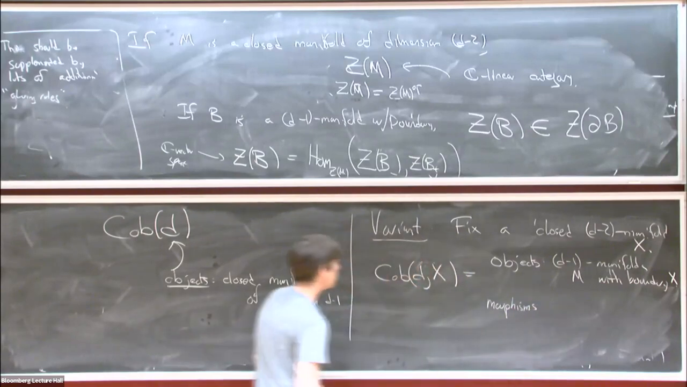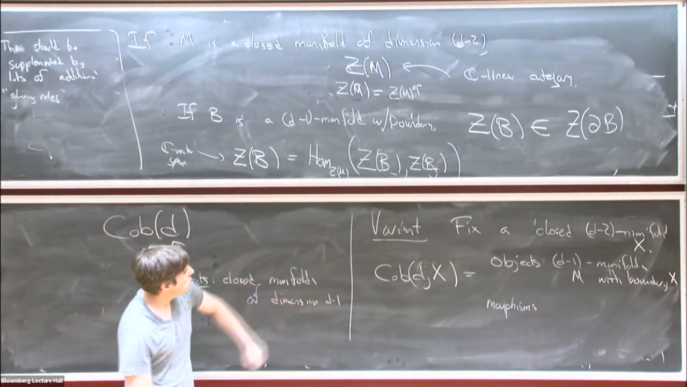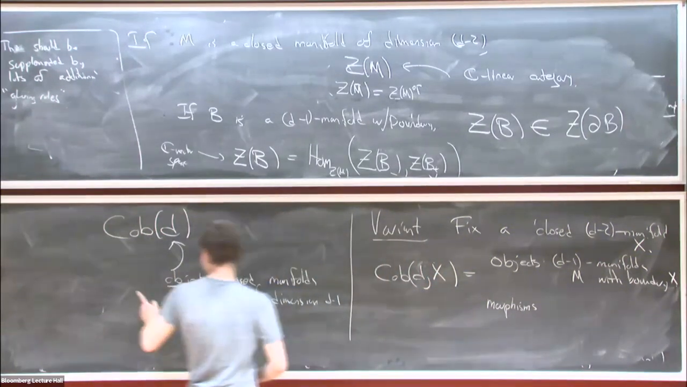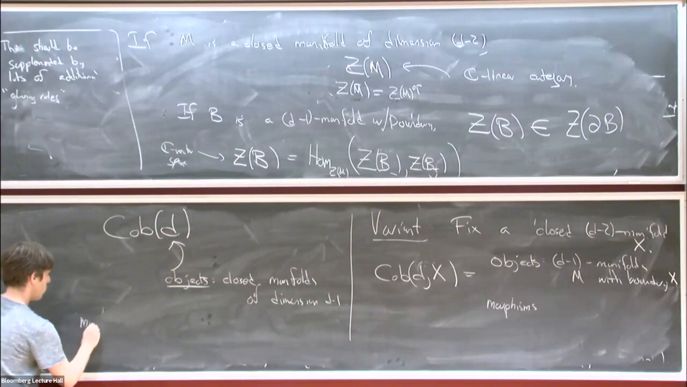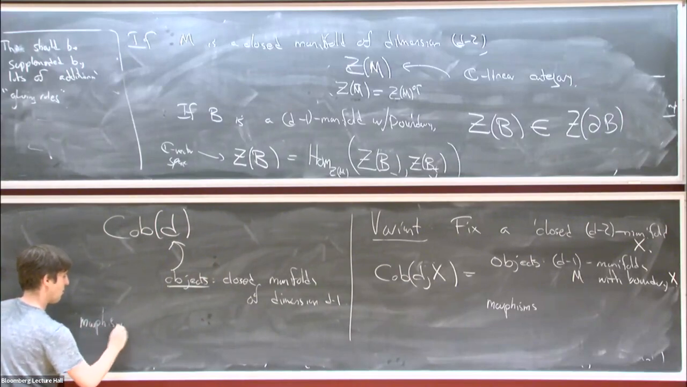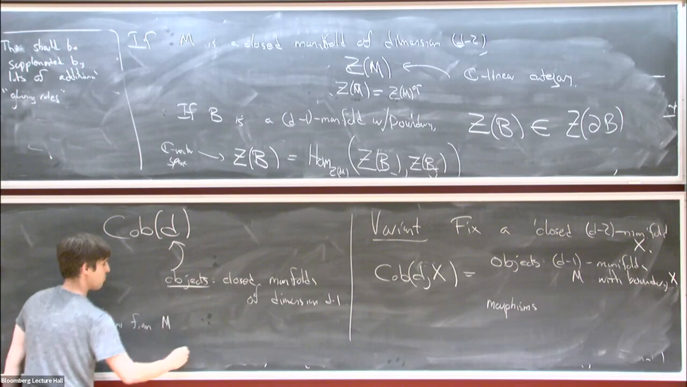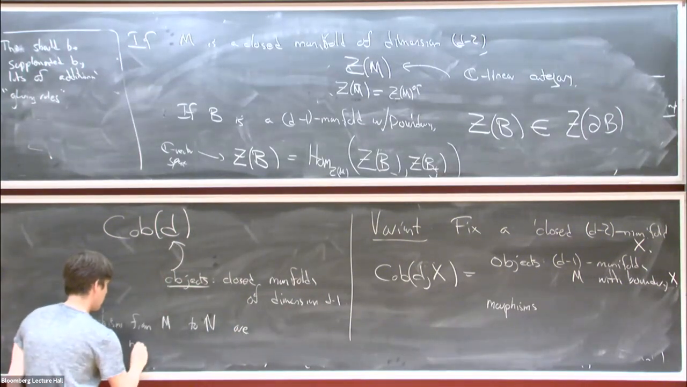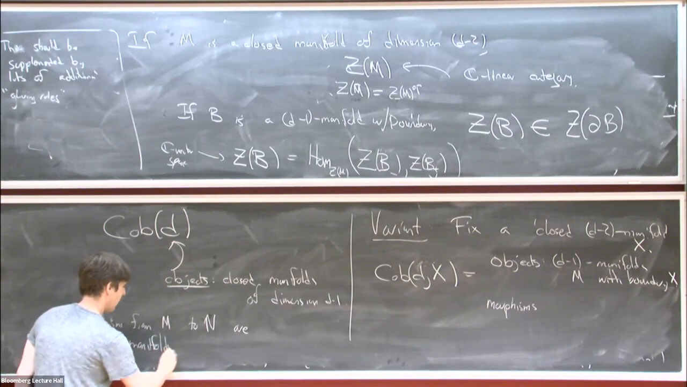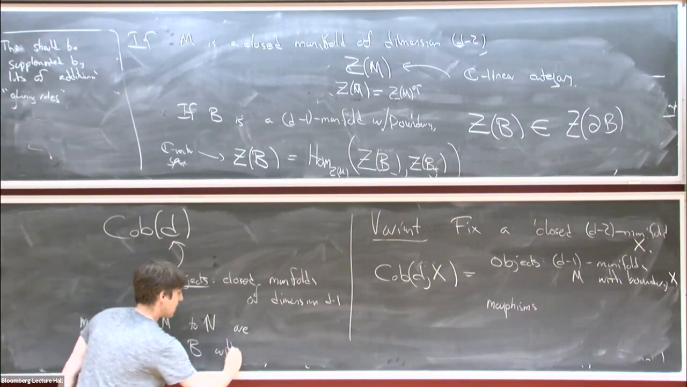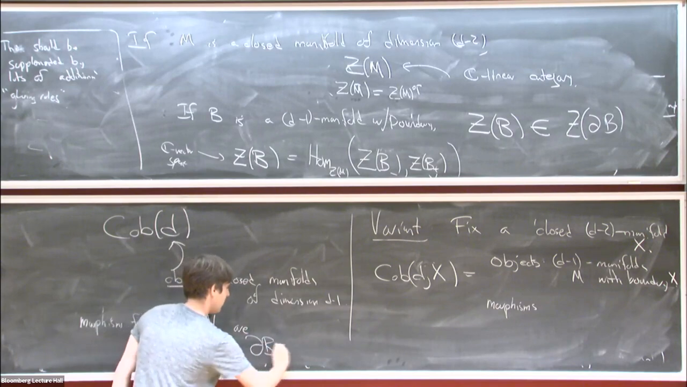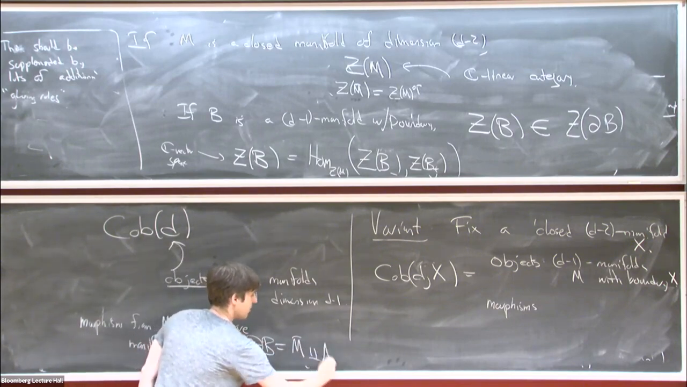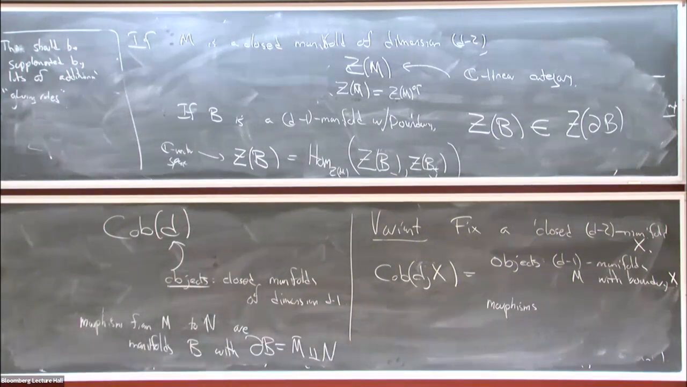And what are the morphisms? Well, what we said in this case is that morphisms from M to N are manifolds B, Bordisms from M to N, meaning that the boundary of B is identified with the disjoint union of M with N.